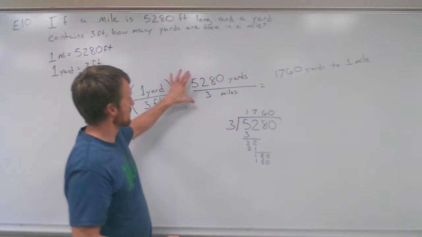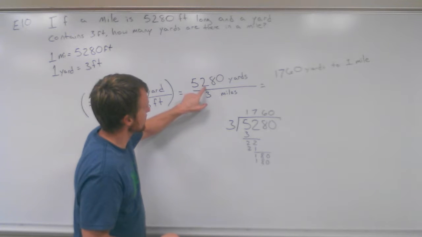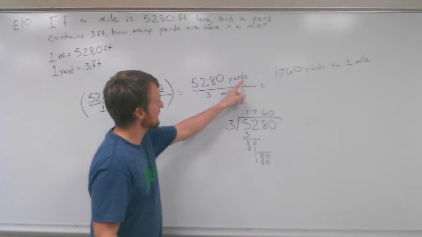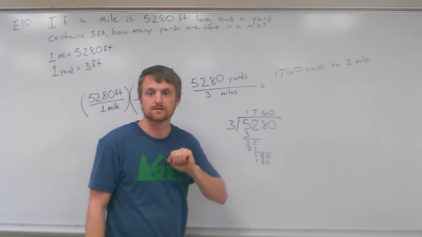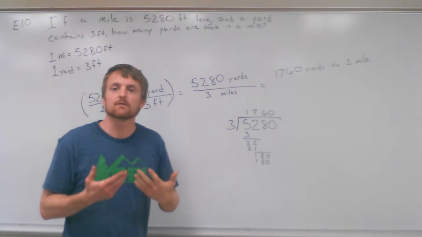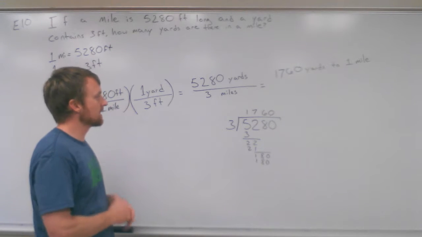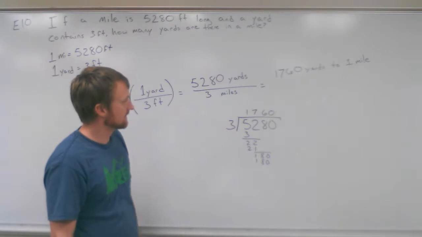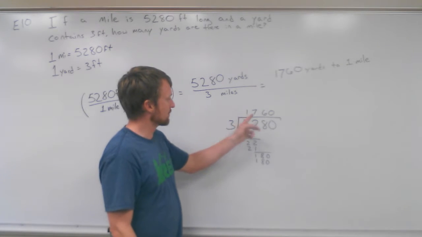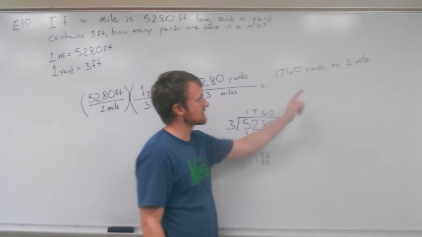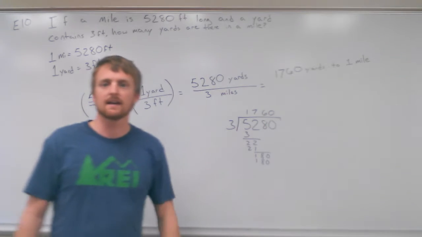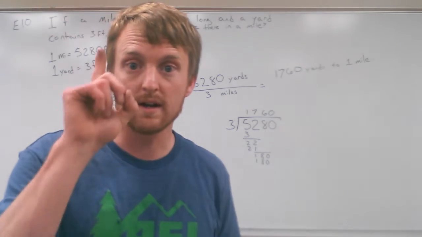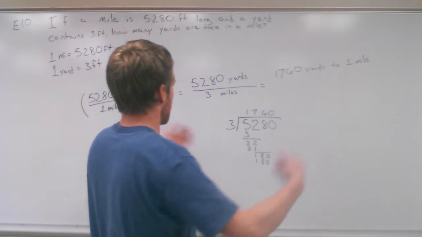So now, how do we turn that into something that we can read, all right? That means what we are saying right here is that there are 5,280 yards to every 3 miles. 5,280 yards to every 3 miles. So you can turn that into what is it every 1 mile, right? What is it every 1 mile? We just do some long division here. 5,280 divided by 3, okay? Do some long division, you end up with 1,760 yards to every 1 mile. Okay, 1,760 yards to every 1 mile. All right, so that's that.